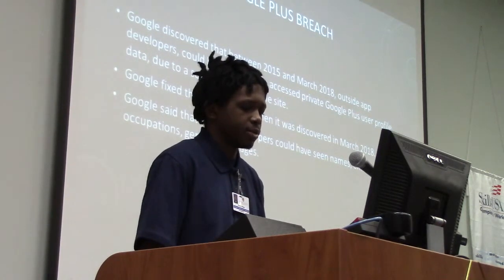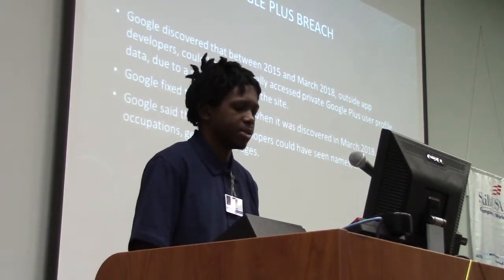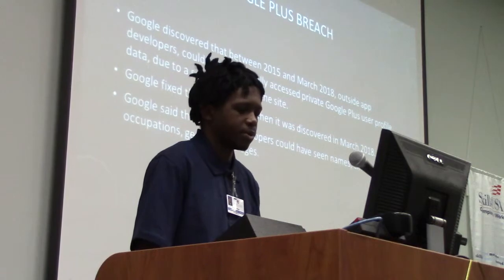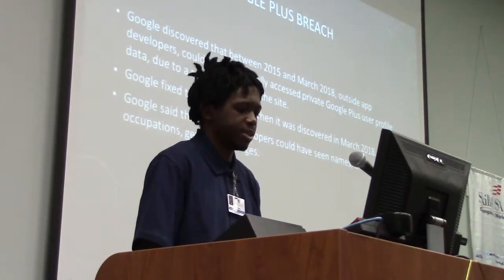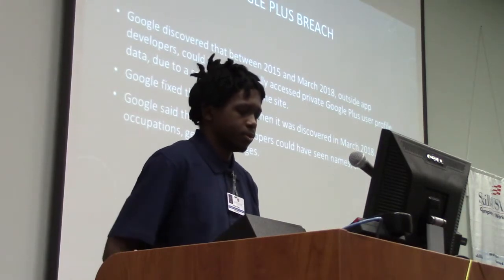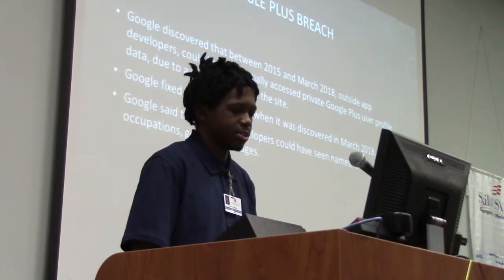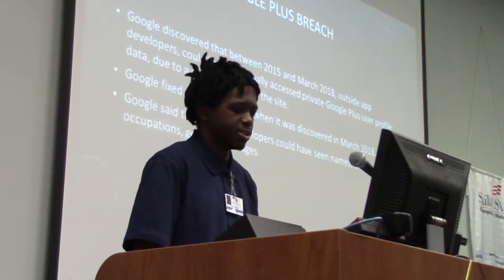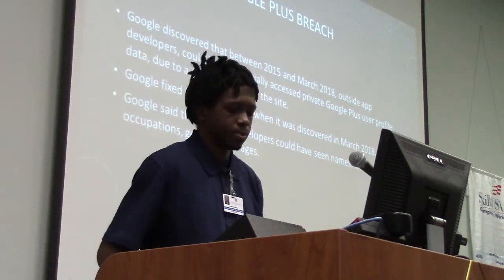However, thanks to the coding glitch, up to 438 applications made by outside companies may have been able to access private personal data. Google fixed the security flaw when it was discovered in March 2018. Google said that outside developers could have seen names, email addresses, occupations, genders, and ages, but phone numbers, messages, Google Plus posts, or data from the other Google accounts were not exposed according to Google.